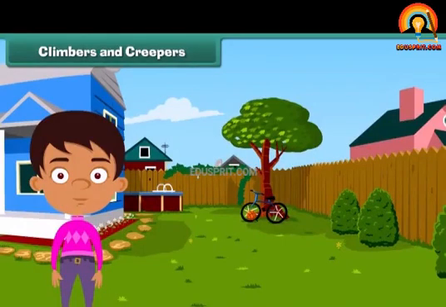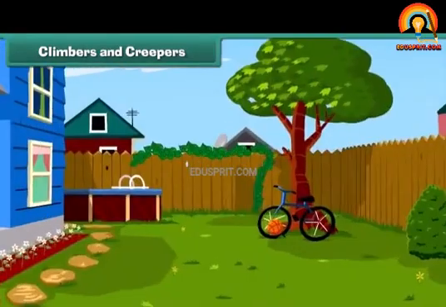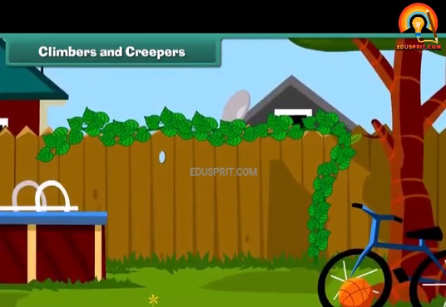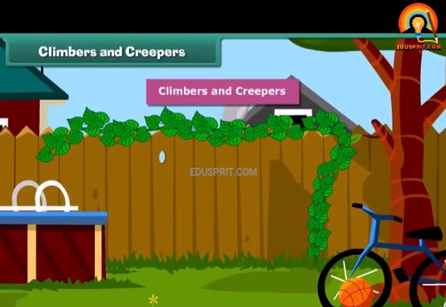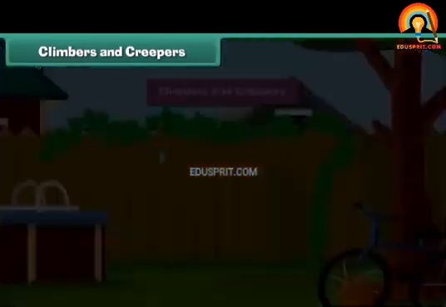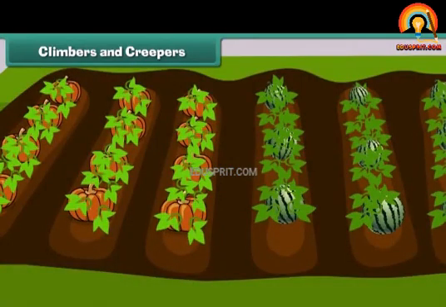Friends, you'll be surprised to know that some plants cannot stand straight and they need support to stand. Such plants are known as climbers and creepers. Climbers grow up taking support, for example, a money plant. Creepers grow along the ground such as pumpkin and watermelon.